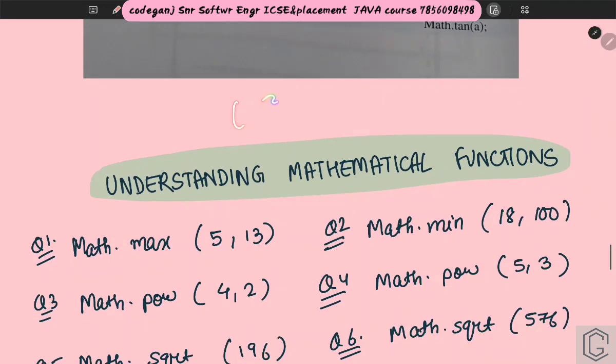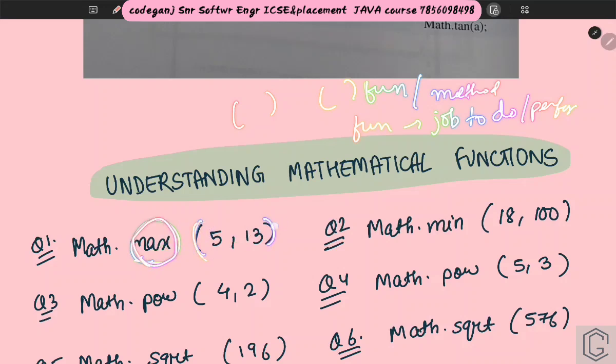Whenever you see this bracket, you should understand that it is a function. It is either called a function or a method. Function means it has some job to perform. Suppose this is a max function. What is the job of this max function? To find the maximum number. So among 5, 12, 13, the maximum number is 13.